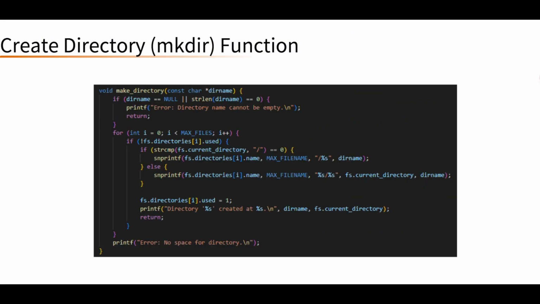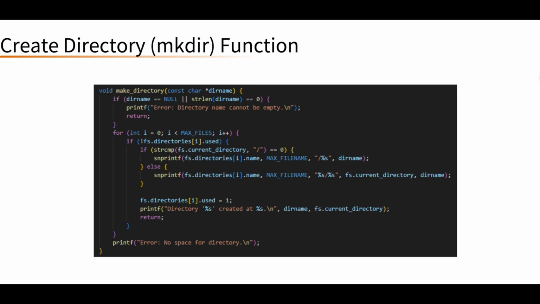Next, we introduce the create directory function. The make directory function first checks if the directory name is null or empty. If it is, it prints that the directory name cannot be empty. Then, in the for loop, it goes through the directory array to check if any slots are available. If use is 1, it means that slot is already occupied.